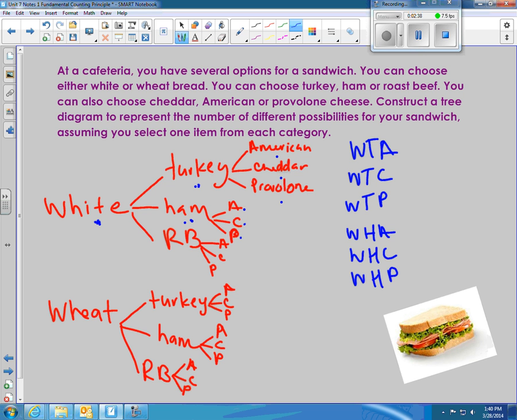Or we could have white bread with roast beef and American cheese. We could have white bread with roast beef with cheddar cheese. We could have white bread with roast beef with provolone cheese. So just using white bread alone, we have how many options here? 1, 2, 3, 4, 5, 6, 7, 8, 9. And so we also will have 9 choices with our wheat bread. So we have a total of 18 choices.